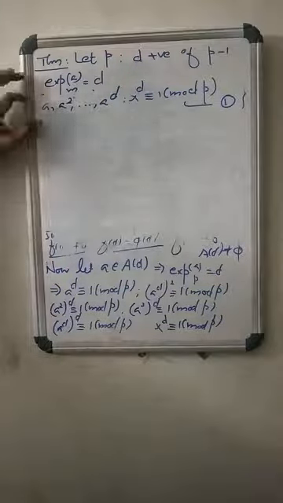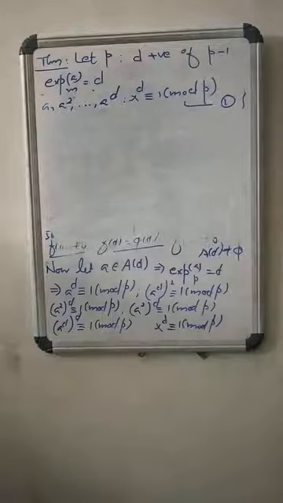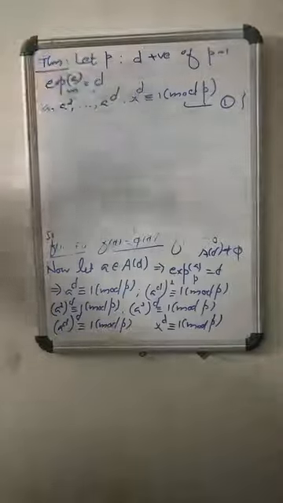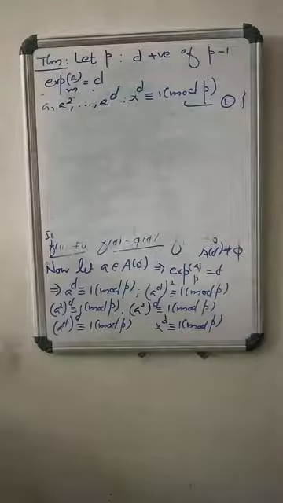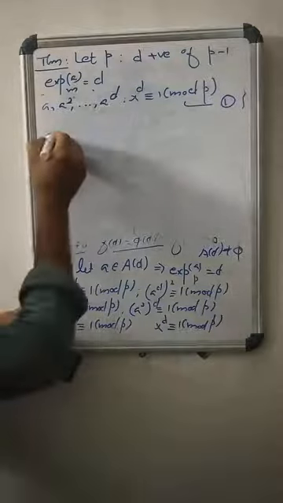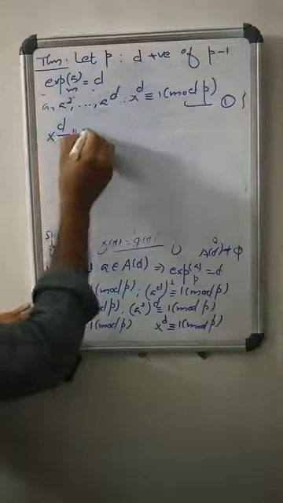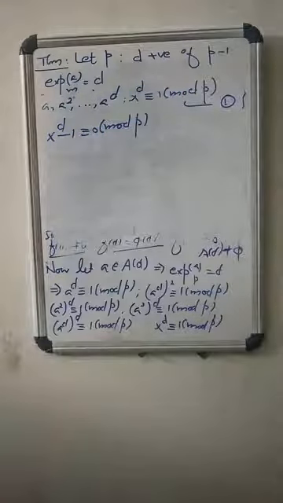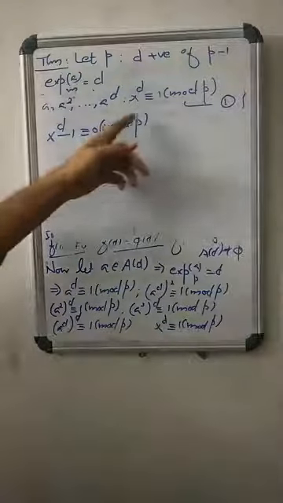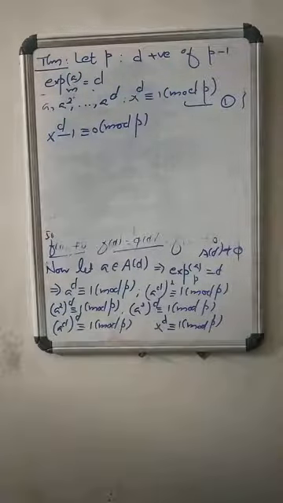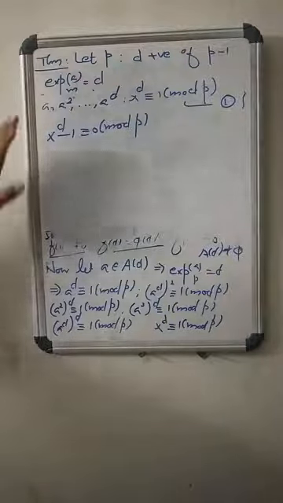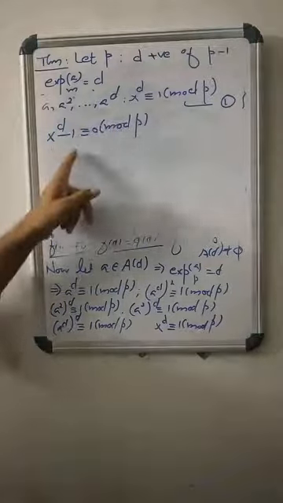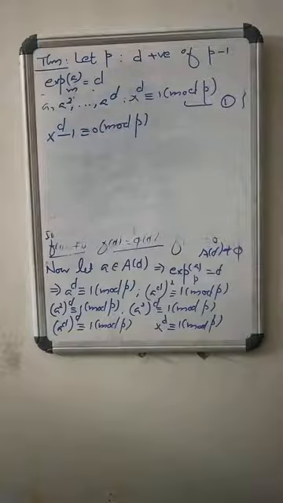So we know that a, a², …, a^d are incongruent mod p. Therefore, this relation x^d ≡ 1 mod p, or x^d − 1 ≡ 0 mod p, has at most d solutions, since the modulus p is a prime. That means the numbers a, a², …, a^d must be the solutions of x^d − 1 ≡ 0 mod p.